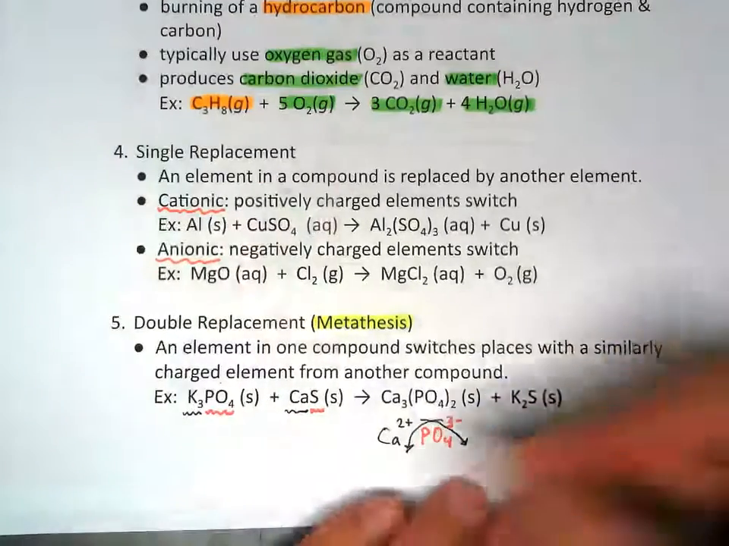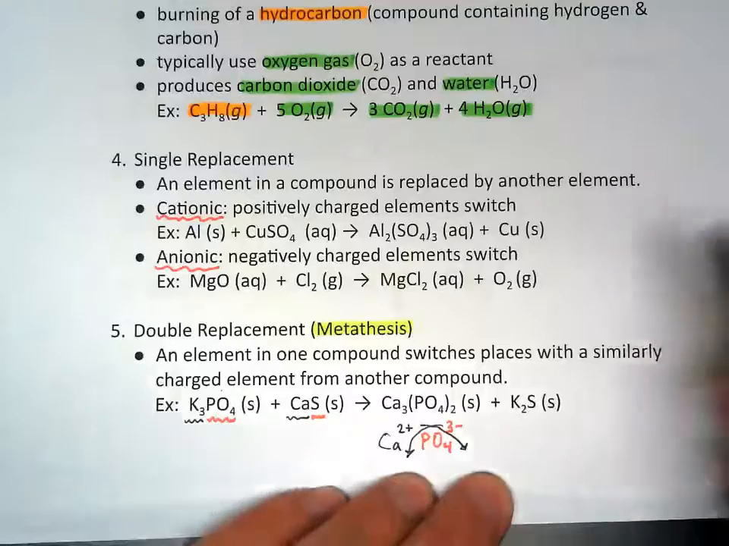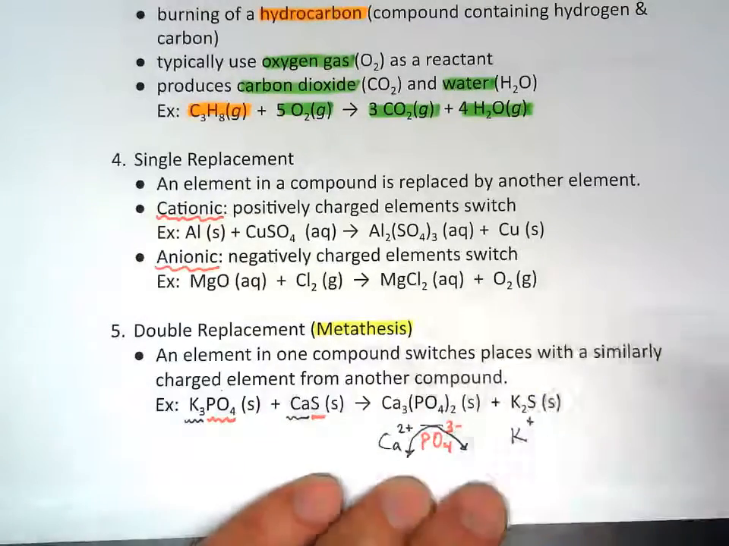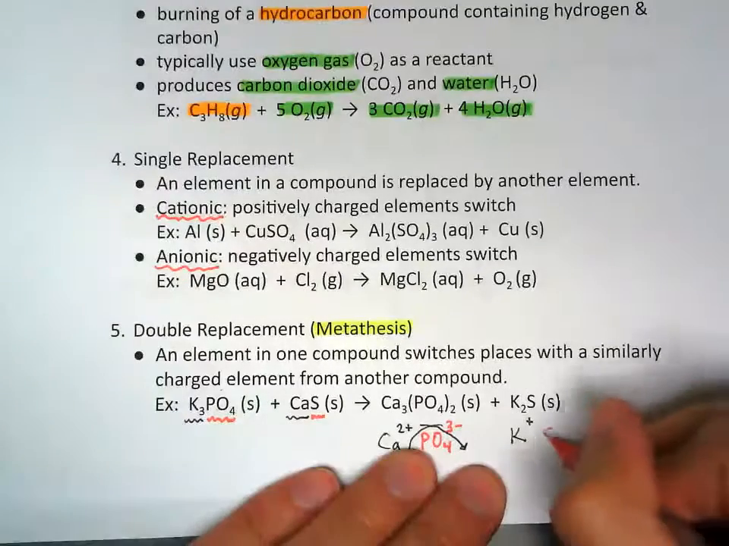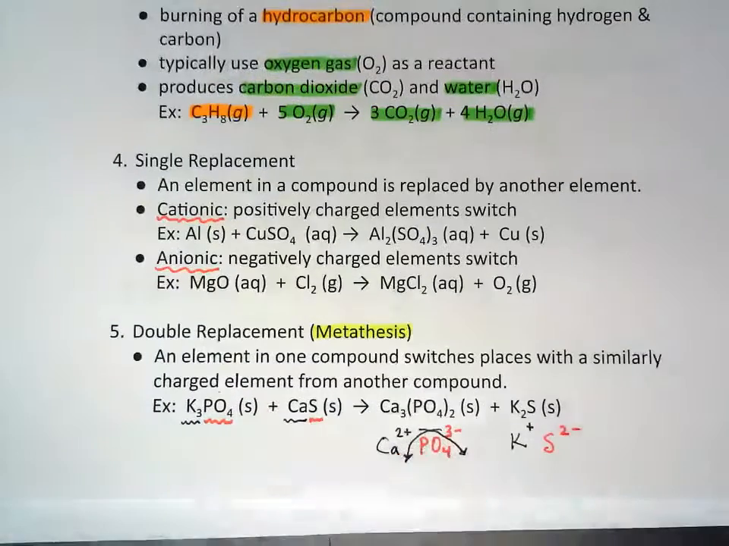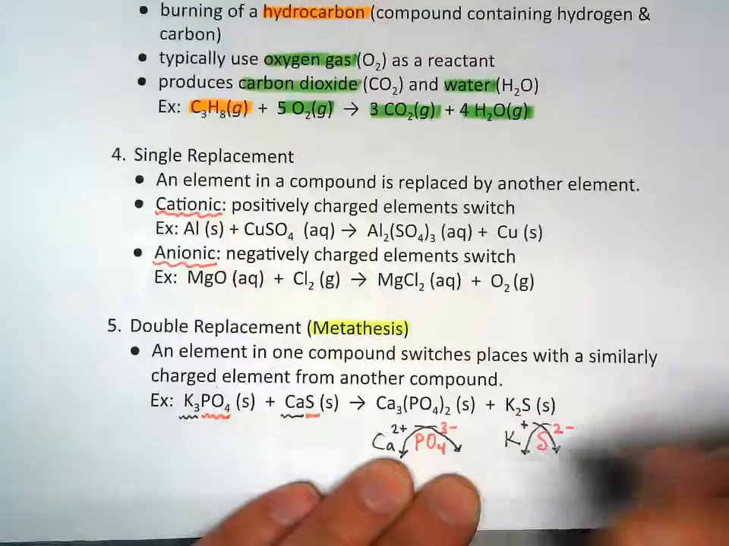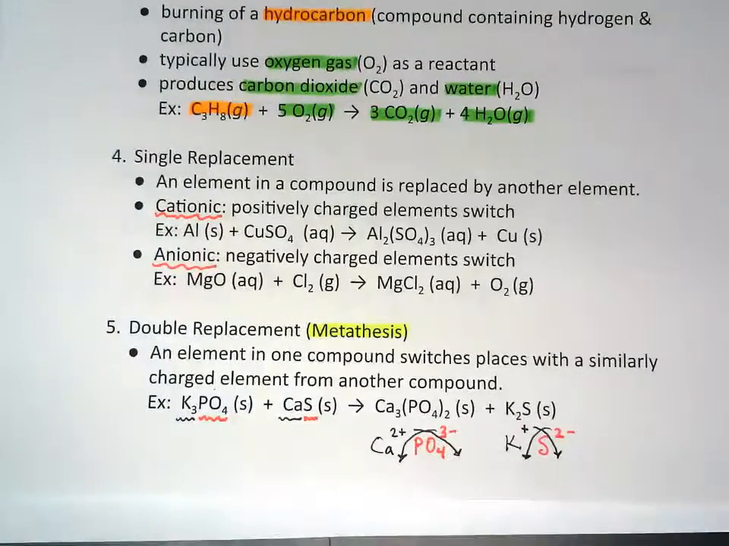Okay, then the same thing here. You have the cation from your first thing, the K, the +1. You have the anion from the second one, the S, which is a 2 negative. You can't reduce, you just cross down, and you end up with K2S. Okay.